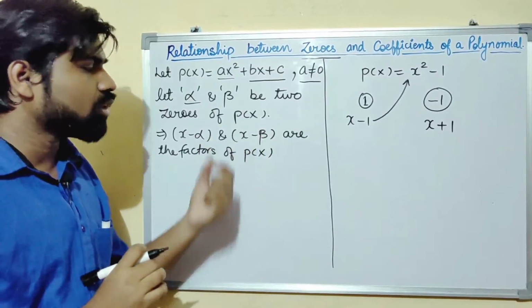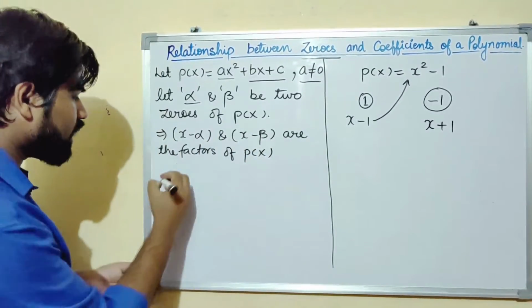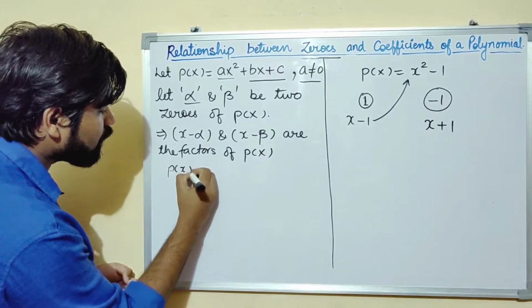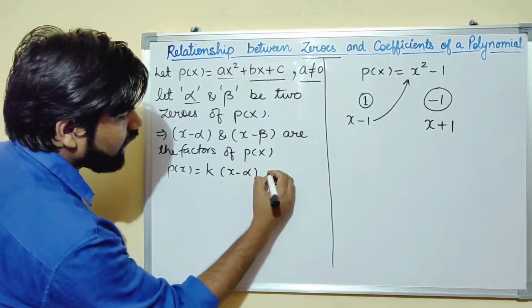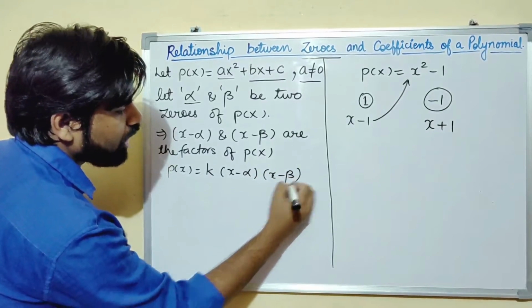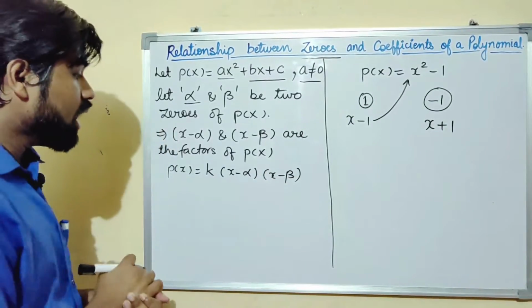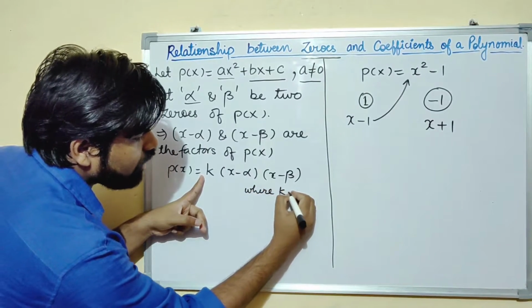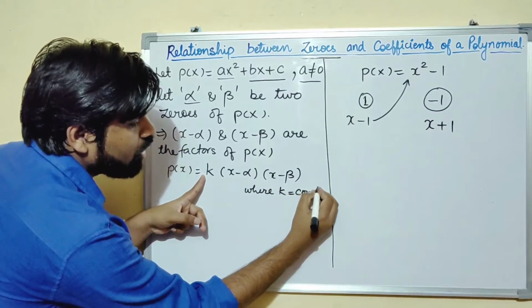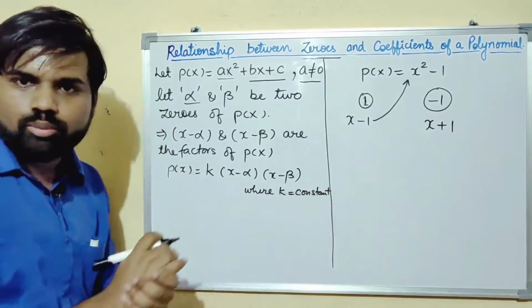Now since these two are the factors of p(x), you can write p(x) as k times x minus alpha times x minus beta. Can you write this? Yes. Now where k is any constant, it can have any value.